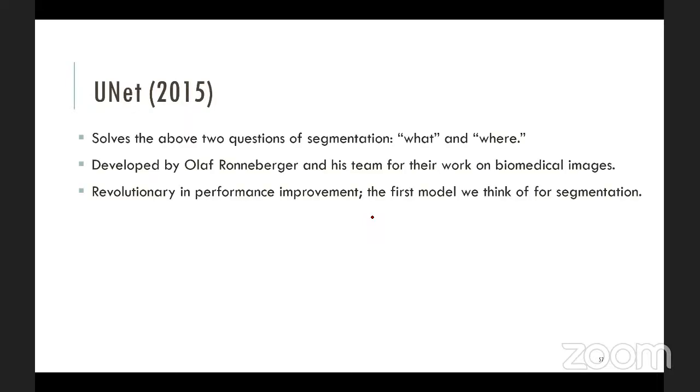Now, because you are going to use this small model, let us discuss a state of the art model, that is UNet. Although it came in 2015, it was revolutionary in performance improvement, and it is still the first model we think of when we go for segmentation. This model was developed for biomedical images, and it answers 2 questions: we want not only what is there, but also where it is.